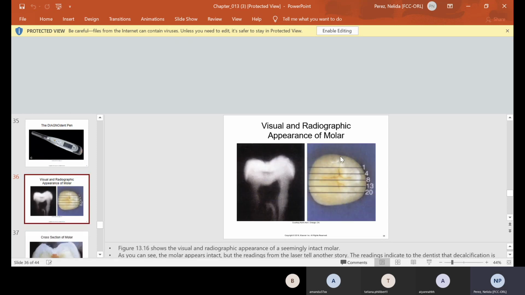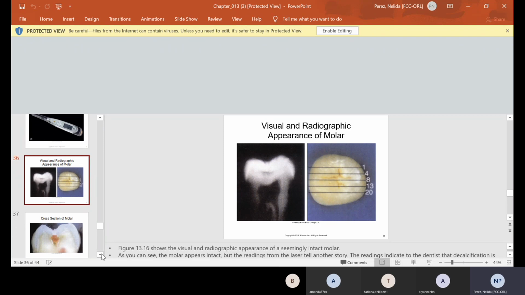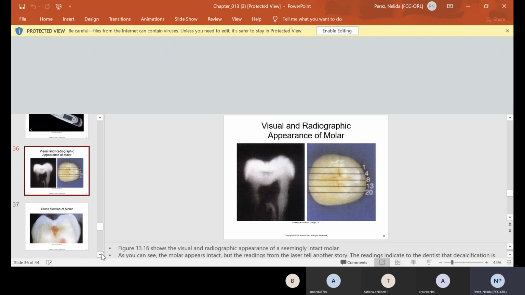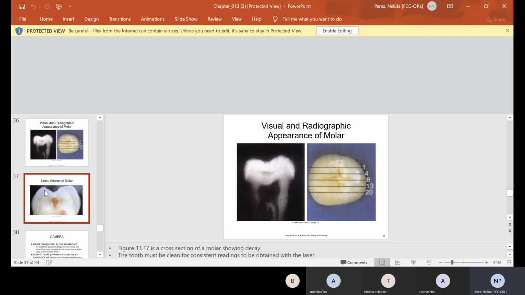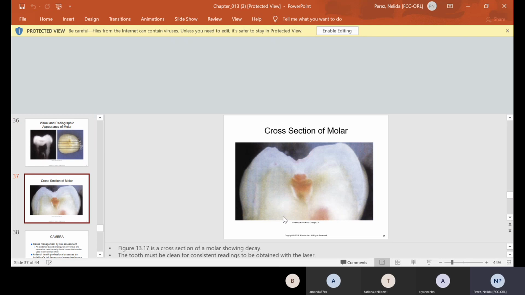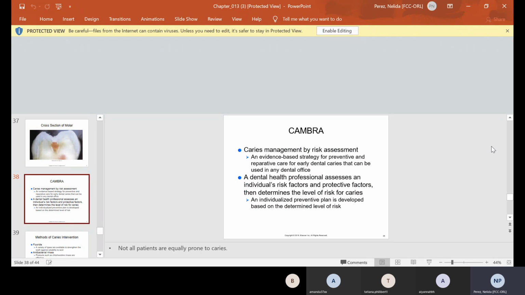Most doctors use the visual and radiographic appearance of the molar. Even you sometimes can tell. I showed you a tooth that was decayed. You don't need an x-ray to tell you that. I mean, you could see it. What the x-ray helps is to see how deep it is. Here's a cross section of a molar, okay, what it looks like. And there, anything brown is decay. Then there's the camera.